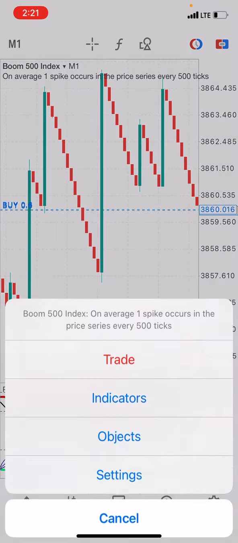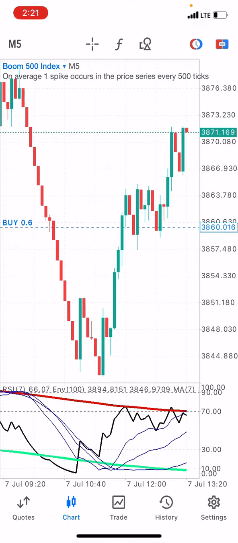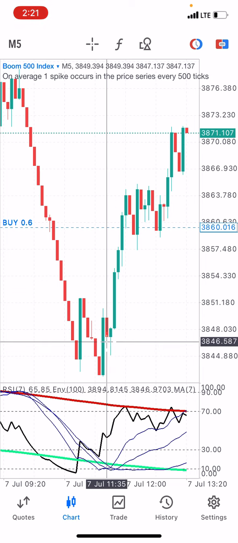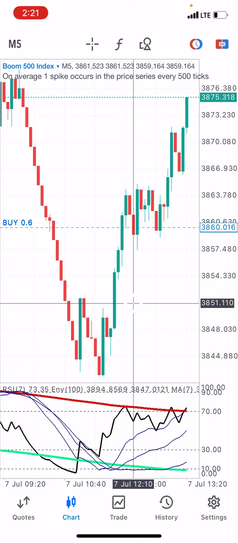Let me go to a higher time frame than the 1 minute, so I can show you what I mean by bullish rejections. It's something like this. All right, something like this is a rejection. This candle right here, you can see the wick from below. All right, and it's a green candle. That was another beautiful spike. All right, that was another spike.